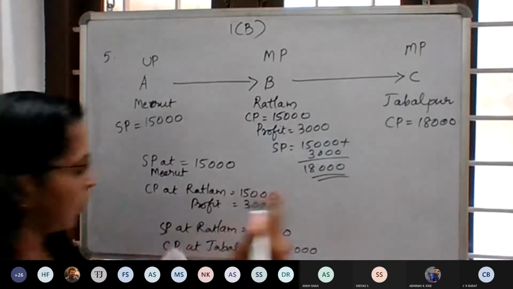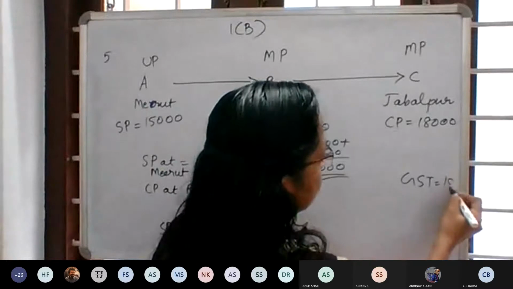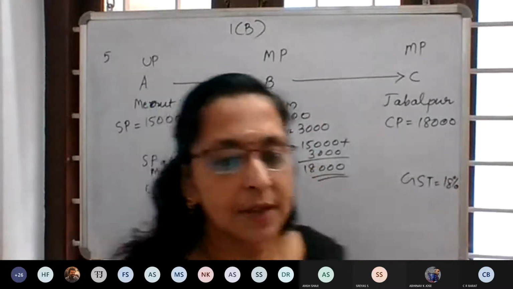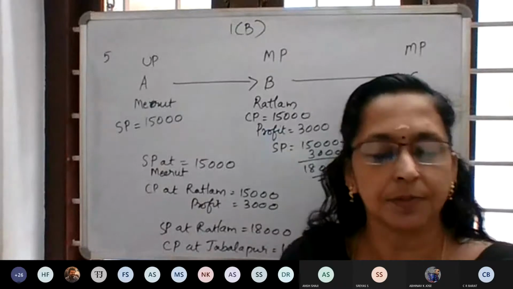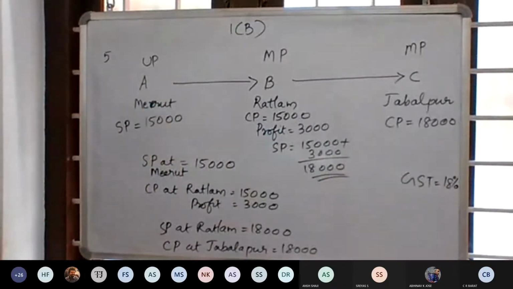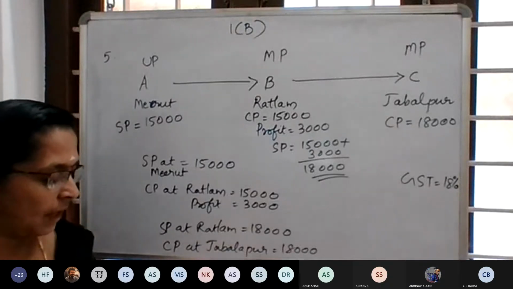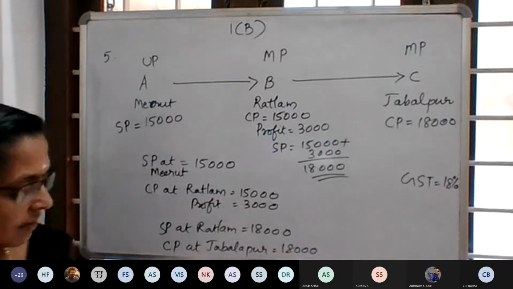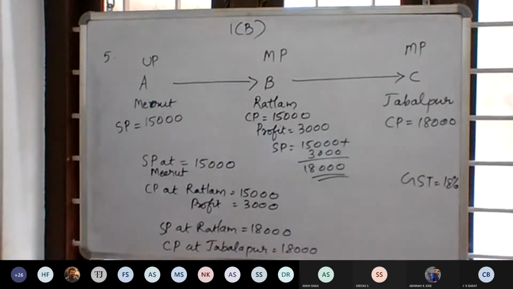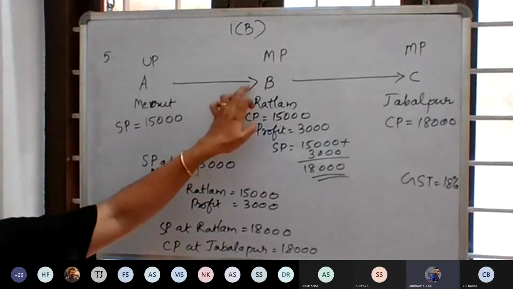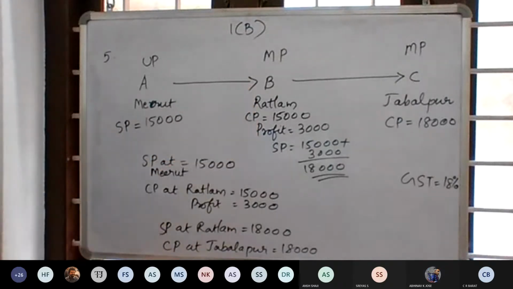Then GST is given as 18%, that also we want to write. Then what are the things we want to find out? If the rate of tax is 18%, find the cost of goods or services to dealer C in Jabalpur, and the net tax payable by dealer B. We want to find both.